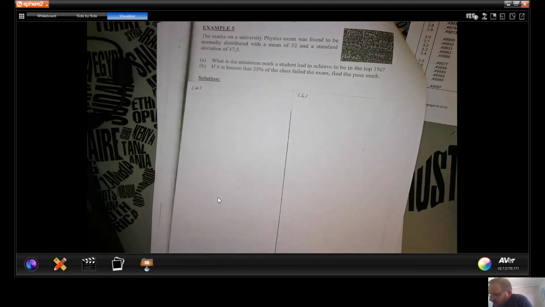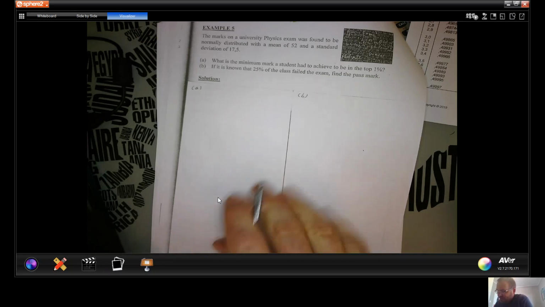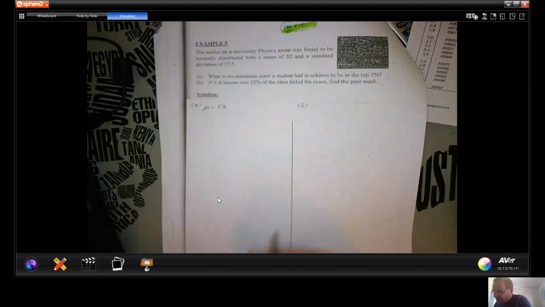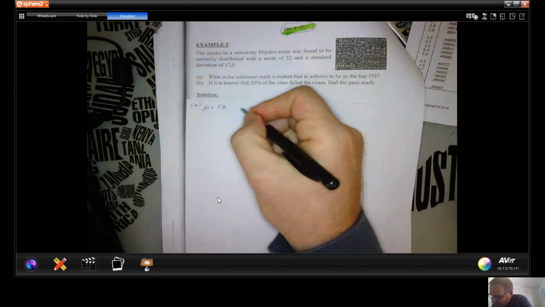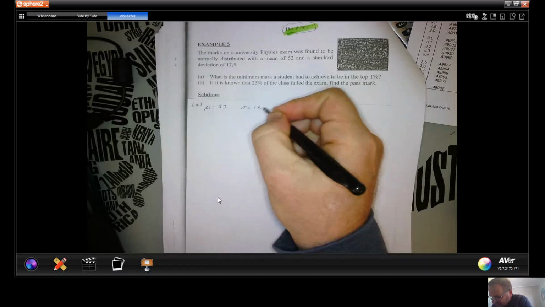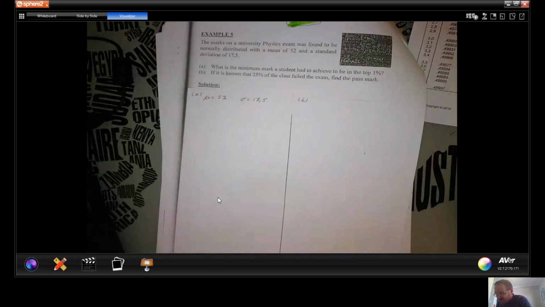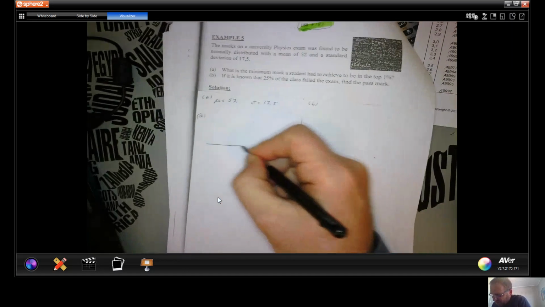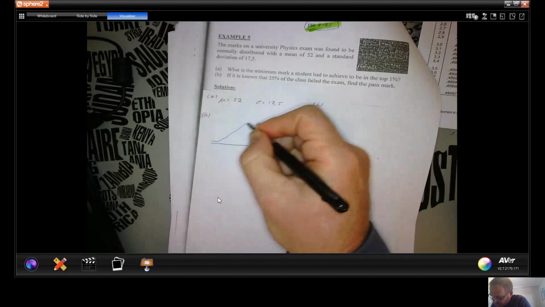It says, the marks on a university physics exam were found to be normally distributed with a mean of 52. So your mean is equal to 52, and the standard deviation, always check, be careful that's not the variance they give you, is 17.5. It says, what is the minimum mark a student has to achieve to be in the top 1%? So to be in the top 1%, it's normally distributed.